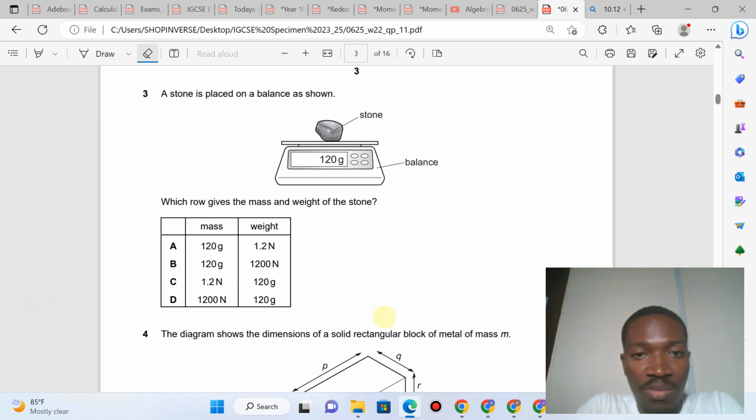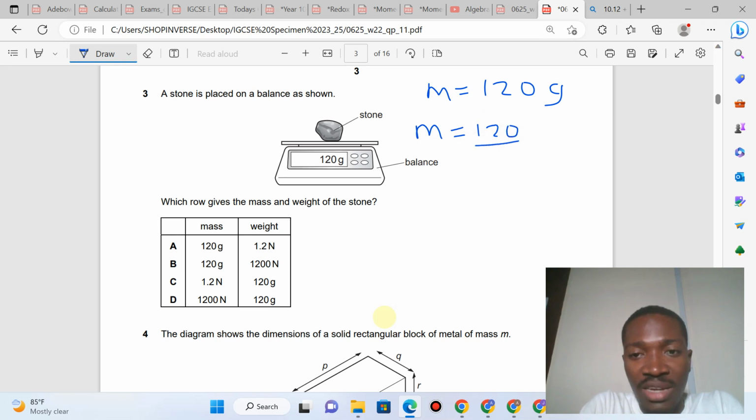A stone is placed on a balance as shown. Which row gives the mass and weight of the stone? If the mass of the stone is, sorry, 120 milligram is 120 gram rather, not milligram, pardon me. The mass is 120 grams. Now we convert this mass to kilogram. To convert from grams to kilogram, we divide this value by 1000. So 120 divided by 1000 gives us 0.12 kilogram.